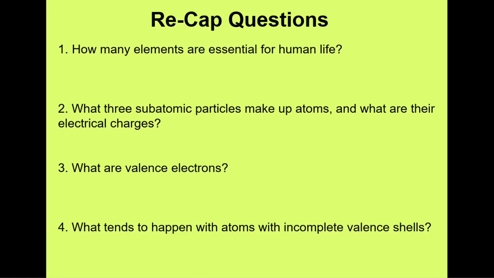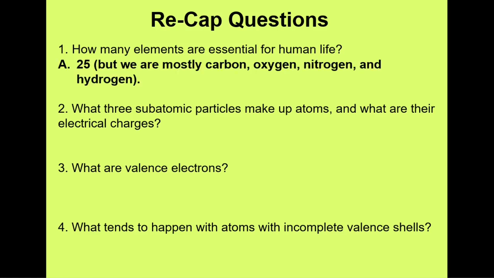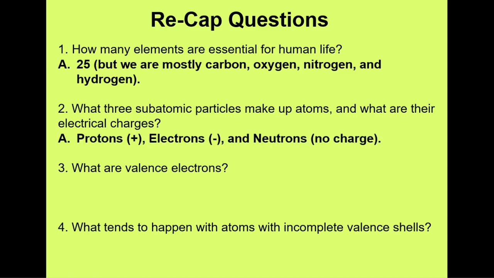Okay, welcome back. Hopefully you've had a chance to answer those questions. Let's go through them. Number 1, how many elements are essential for human life? The answer is 25. But if you wanted to go a little further, you could also have said that we are mostly carbon, oxygen, nitrogen, and hydrogen, but we're made up of 25 different elements. Number 2, what 3 subatomic particles make up atoms and what are their electrical charges? We've got protons, which are positively charged, electrons, which are negatively charged, and neutrons that have no charge, so they're electrically neutral.